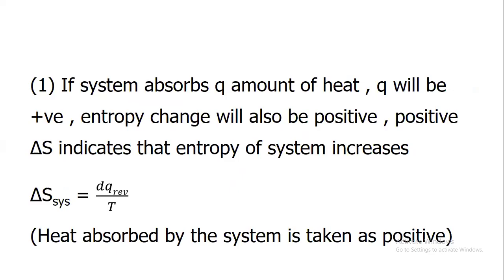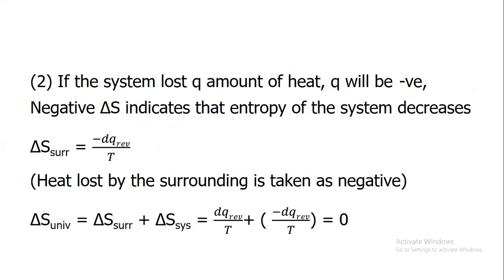If the system absorbs Q amount of heat, Q will be positive. Entropy change will also be positive. Positive delta S indicates that entropy of the system increases. Delta S system equal to dQ reversible over T. Heat absorbed by the system is taken as positive.